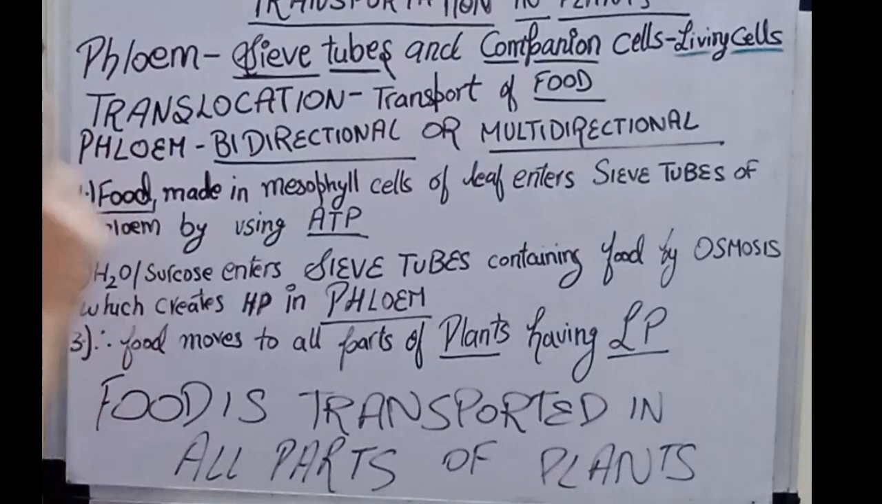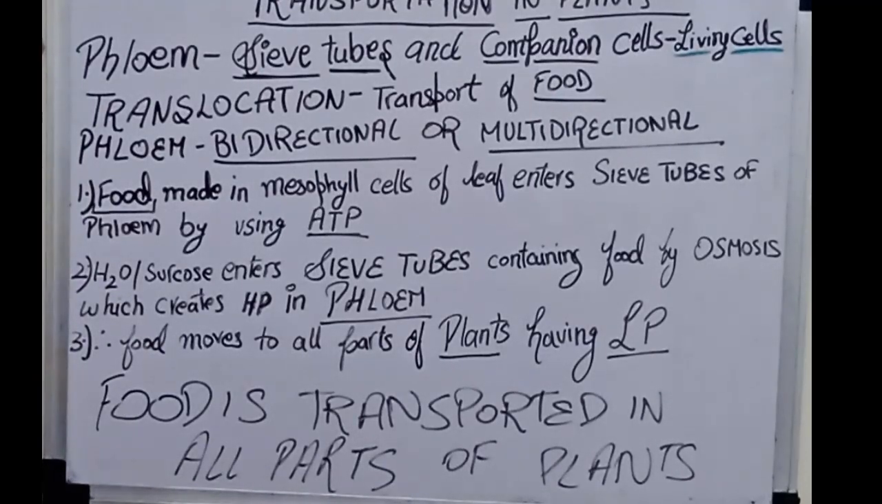Along with food, यहाँ पे hormones भी transport होते हैं, but we are not talking about hormones here. Anyways, phloem, sieve tubes, companion cells are the living cells. Translocation याद रखना. They can also give you the question. Elaborate translocation. So translocation maybe you have to tell each and everything from this to this everything.